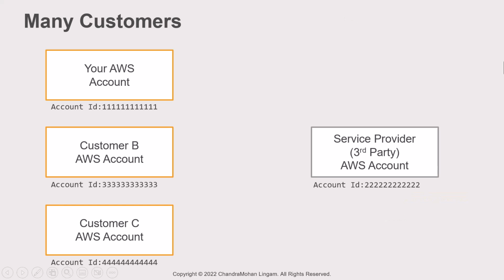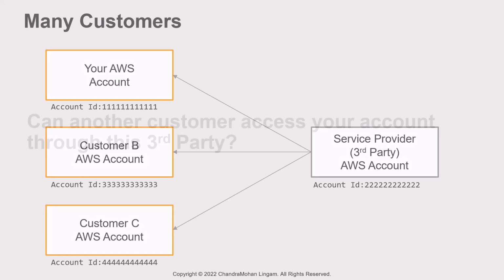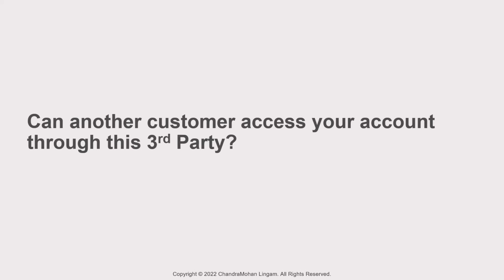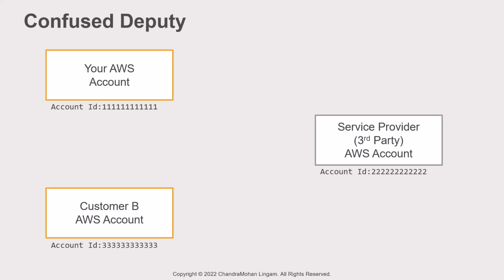However, let's say this service provider also audits many other customers' AWS environments. So there are multiple customer accounts now, and we have one service provider account that has access to all these customer accounts. The question now is, can another customer figure out a way to access your environment through this service provider? Now you might be wondering, how can this happen? Let's walk through one scenario.